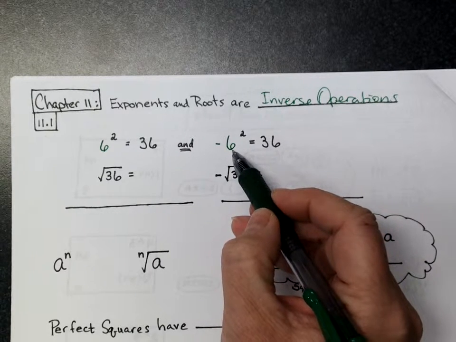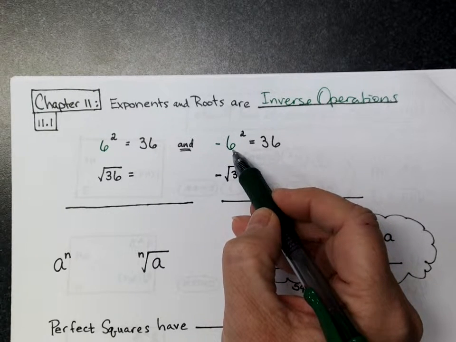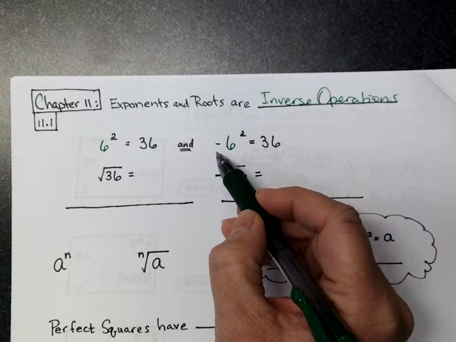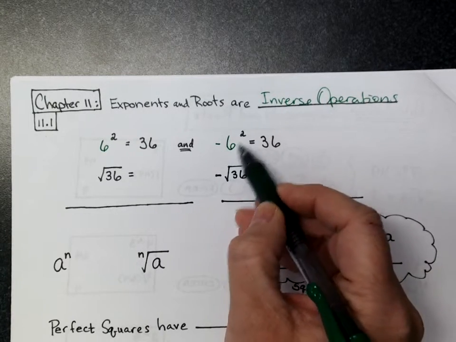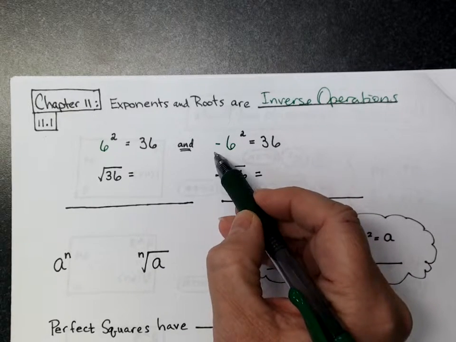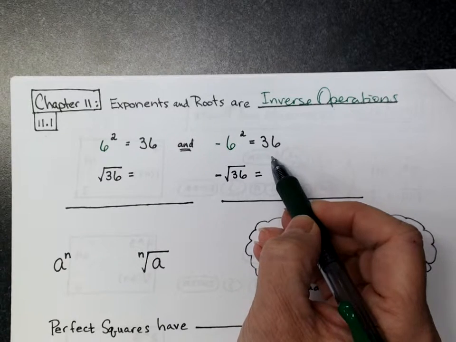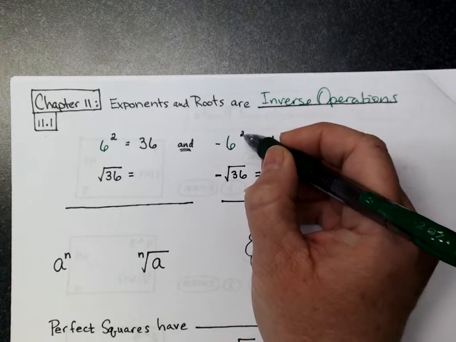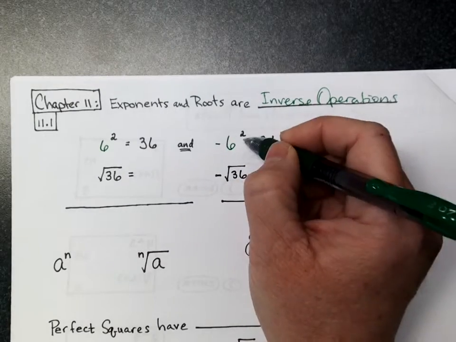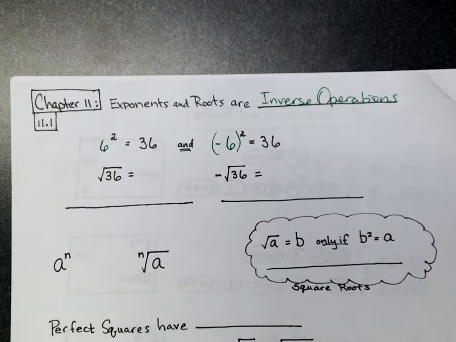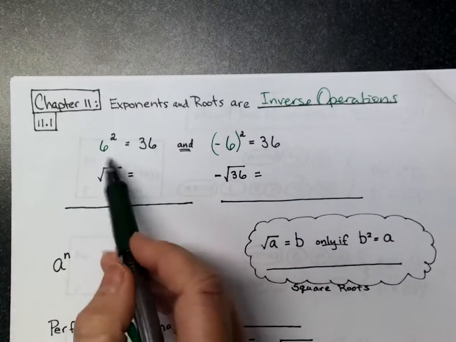Only the 6. That means the negative is not affected by the 2. So this would be 6 times 6, which is 36, but then times... would I get a positive 36? No. Base matters in exponents. The exponent only belongs to whatever it's touching. So if you wanted to touch this entire thing, you must put parentheses around it. Okay? The base is only what's touching. The 6 is touching that.